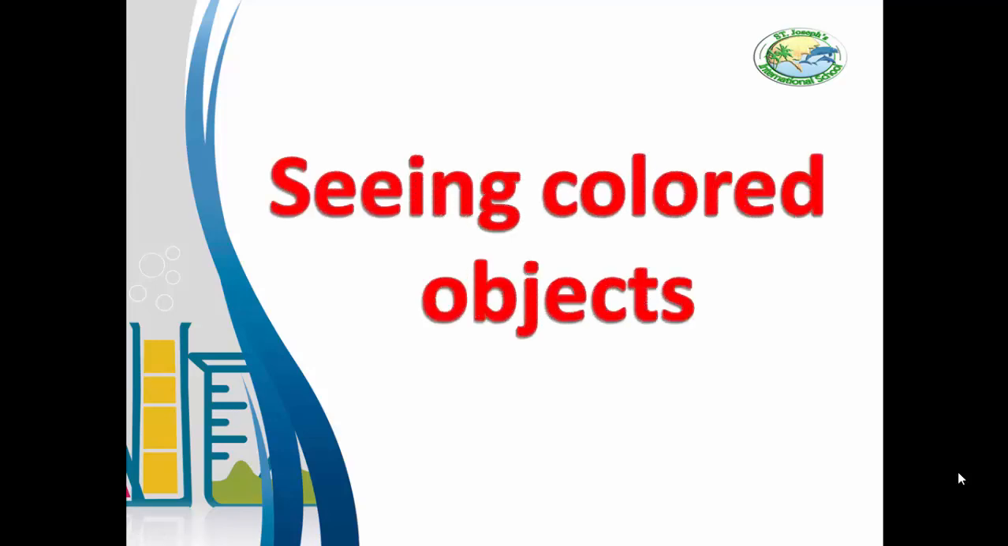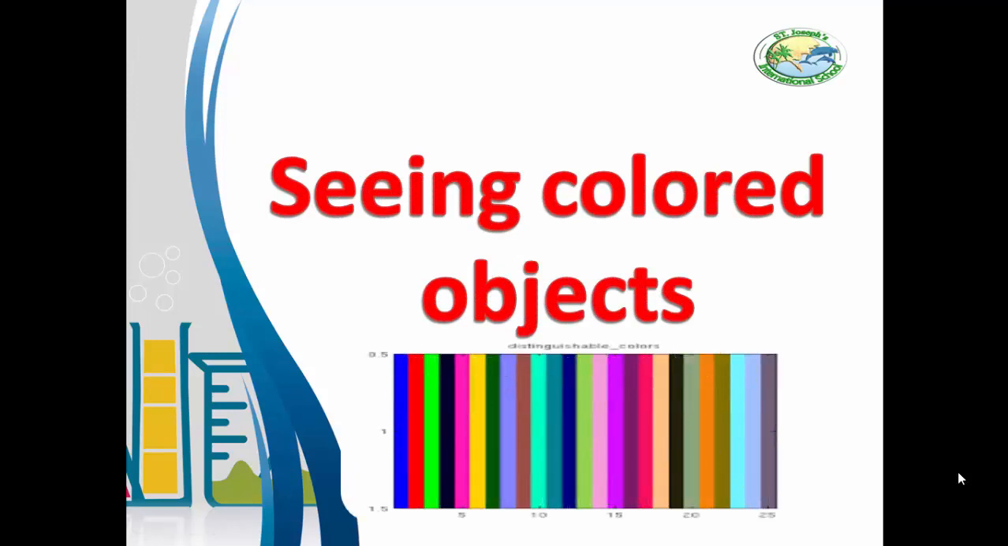Today we will talk about a new lesson, which is seeing colored objects. Our lesson today is seeing colored objects. How can we see the colored objects? How can we see the red object? How can we see the white object?